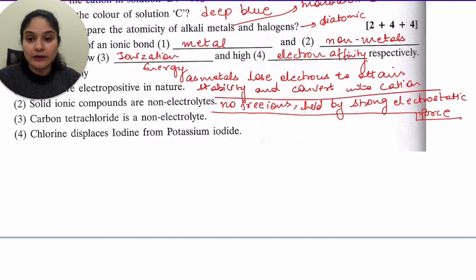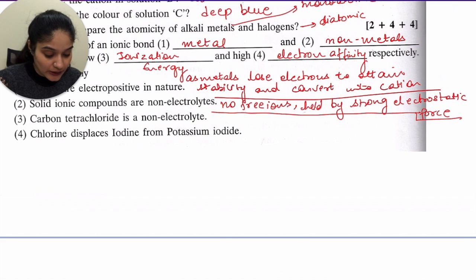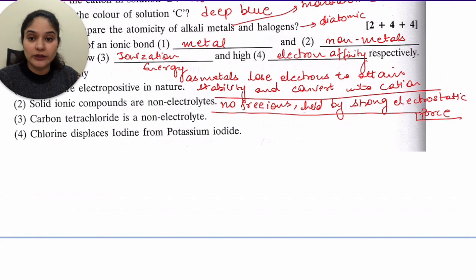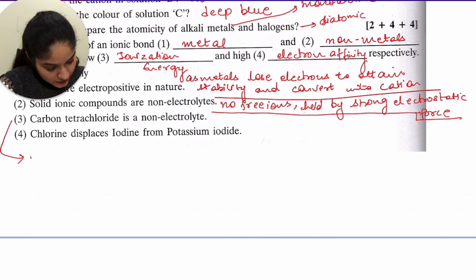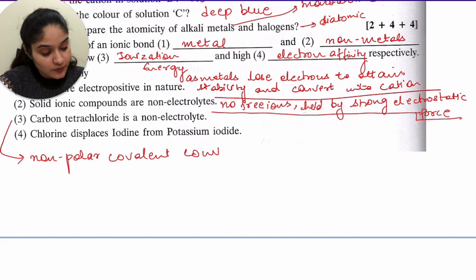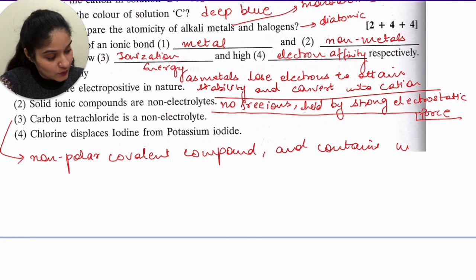Now the third part is carbon tetrachloride is a non-electrolyte. It is a non-polar covalent compound and it contains molecules only. So no ions. How can it be an electrolyte when it does not have any free ions? So I will just write it here: non-polar covalent compound and contains molecules only.